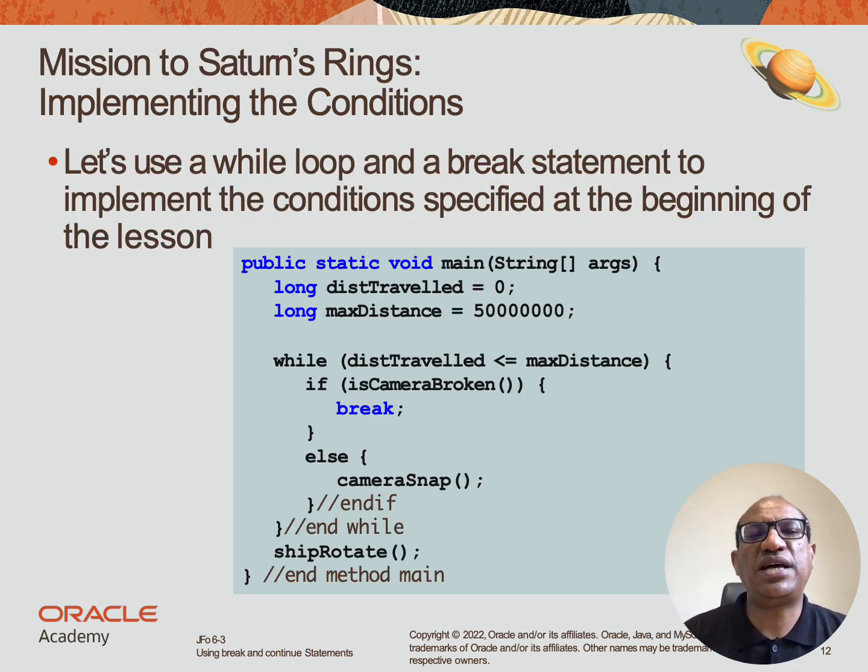Assume that there are methods available as follows: isCameraBroken returns true or false. cameraSnap takes a picture. shipRotate, the spaceship rotates around Saturn. In this example, if the camera is broken, the remaining statements within the while loop are skipped, and the control goes to the statement outside the while loop. That is, the spaceship continues to rotate around Saturn.